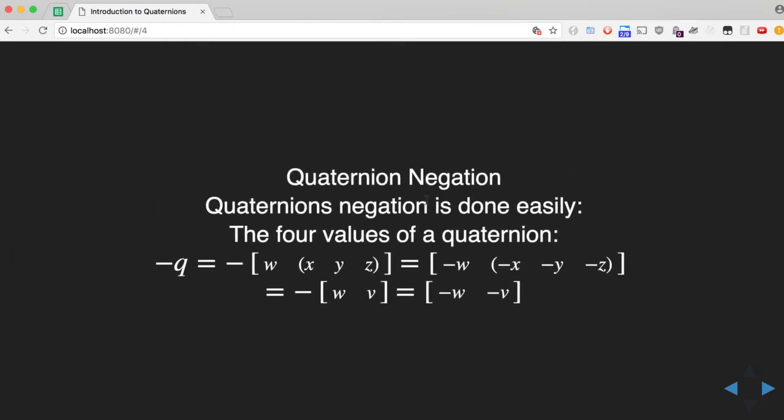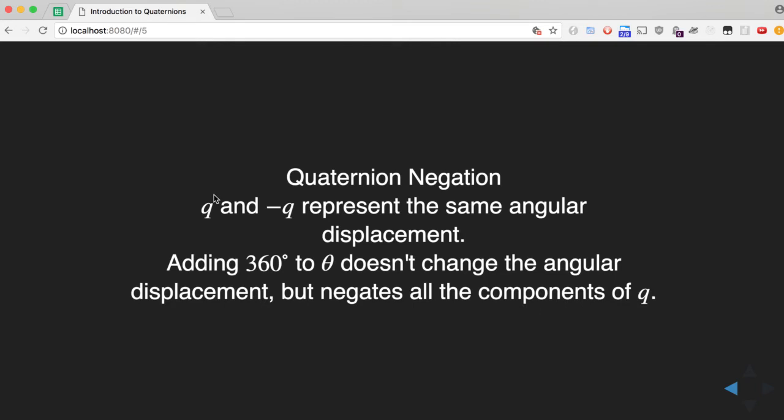Finally, getting here to negation. Negation is performed easily. We're going to have four values for quaternion, and we'll just have the negative value put in front, and that can basically get applied to each individual piece within it, so it gets applied to the W as well as the individual components X, Y, and Z, or in the shorthand format, the W and the V. Finally, q and -q represent the same angular displacement in quaternion negation, and adding 360 degrees to theta doesn't change the angular displacement but negates all the components of q. So mathematically speaking, they don't count it, but they will count it here.